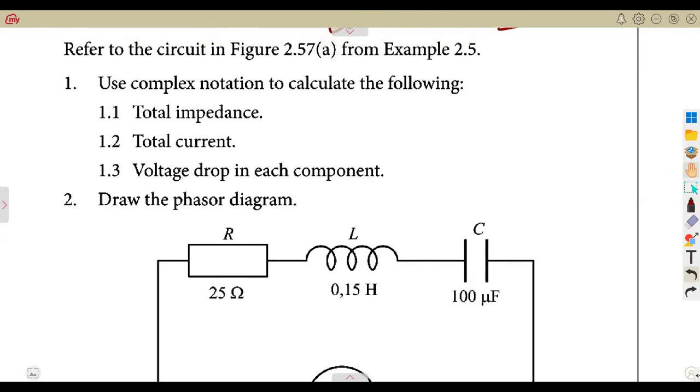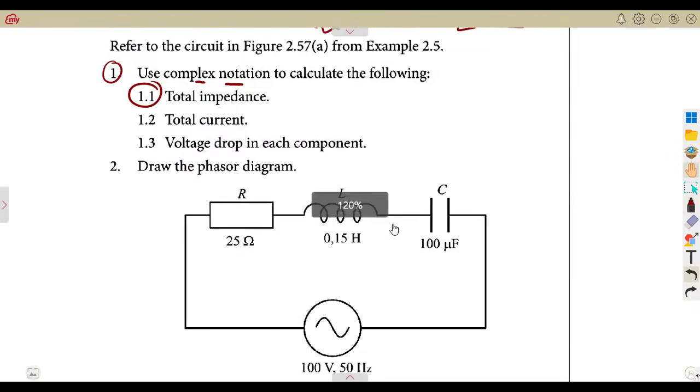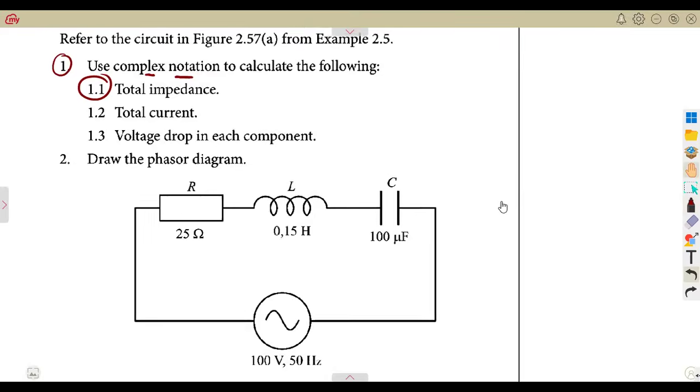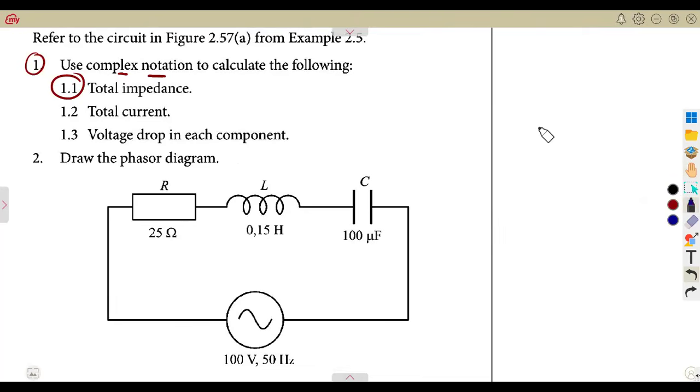So for complex numbers, you'll be given: use complex notation to calculate the following. 1.1, the total impedance. All right, so as we saw when I introduced, I talked about the RLC circuit. As we are answering this question, we shall be adding some notes since this is an example. You'll be presenting a series RLC circuit, because this is the major part that you are going to have in your syllabus. You're not going to work with RL alone or RC alone. The major part will be RLC. Yes, you can have the RL in those normal or basic calculations, which is fine.